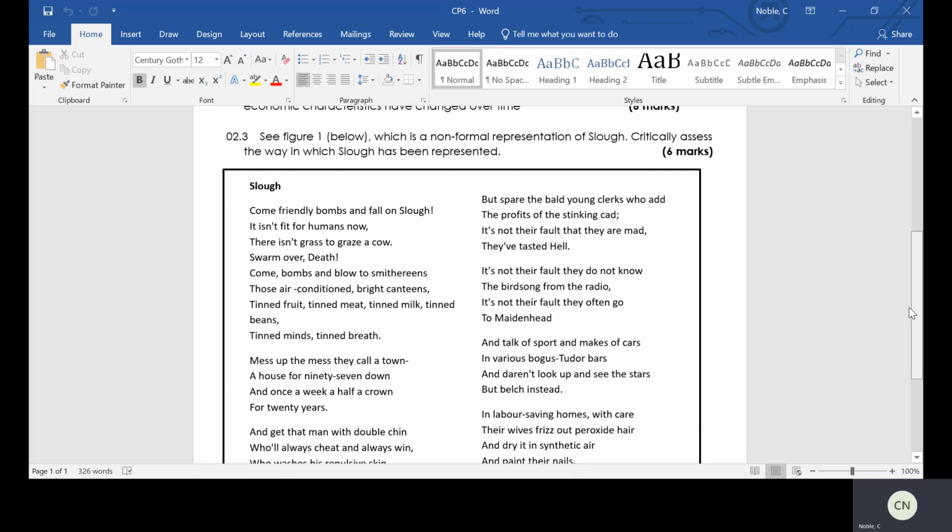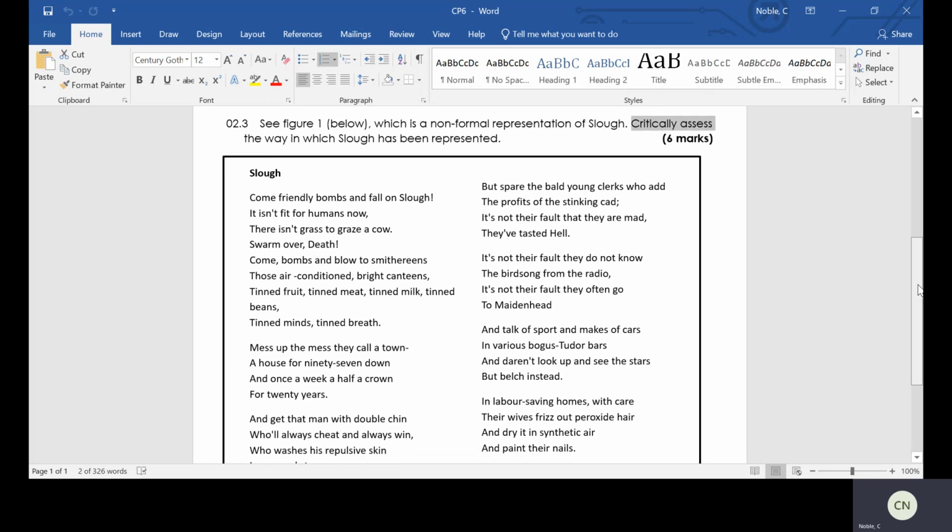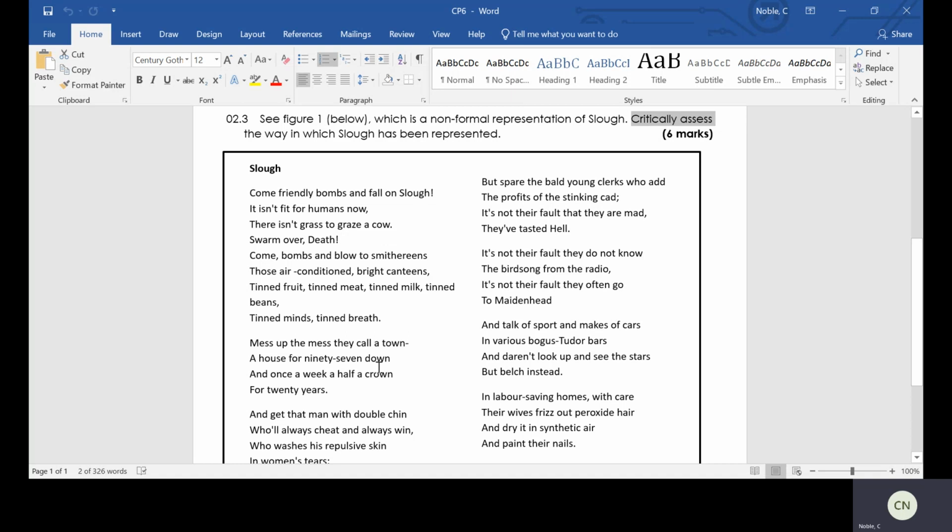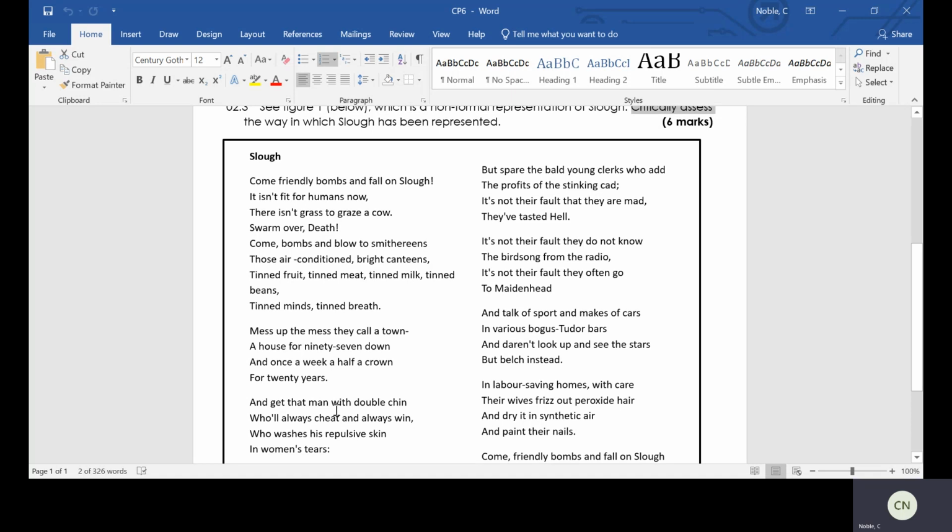The third question, question 2.3, gives you a poem about Slough, and it tells you in the question it's a non-formal representation of the place, and it asks you to critically assess the way in which Slough has been represented. So the key thing here is that you need to talk about, by using the figure directly, how it is that Slough is represented in this poem?